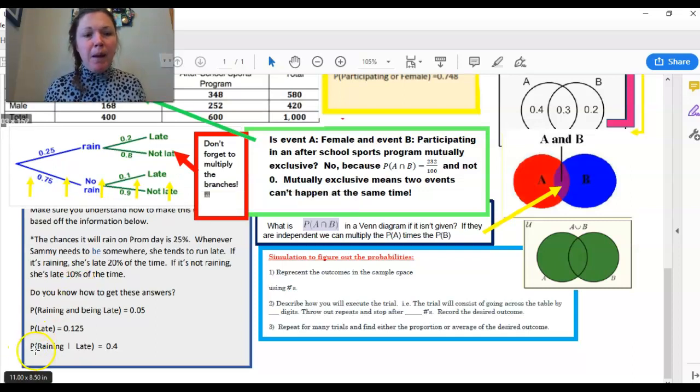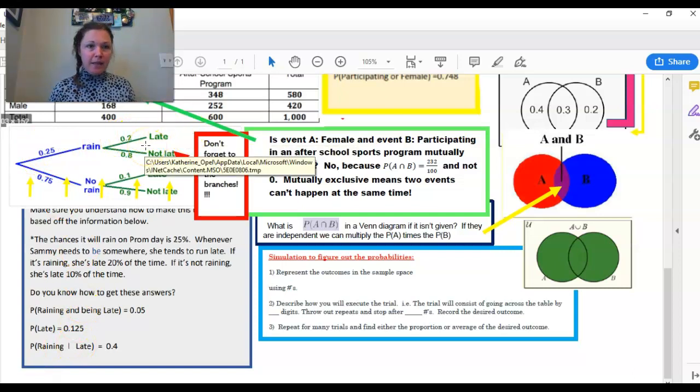Finally, the last one, the probability of rain given she's late. So you need to think about, okay, in the denominator, where is she late? She's late right here, right? So whatever you get for an answer there, or she's late right here, whatever you get for an answer right there, that goes in the denominator. In the numerator, then, it's raining and late. Raining and late is right here. We spent a lot of time in my class on the tree diagrams. It's so important, okay? Make sure you understand that. And if you have any questions, please, please, please don't hesitate to ask.